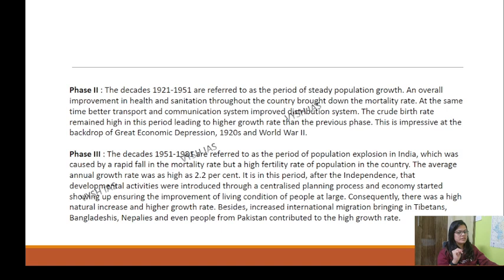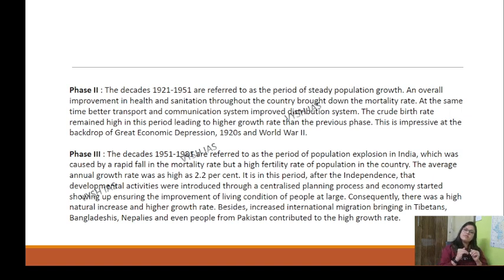Okay, let's come to phase 3. The decades 1951 to 1981 are referred to as the period of population explosion in India, which was caused by a rapid fall in the mortality rate. Mortality rate was very low, but fertility rate was high.